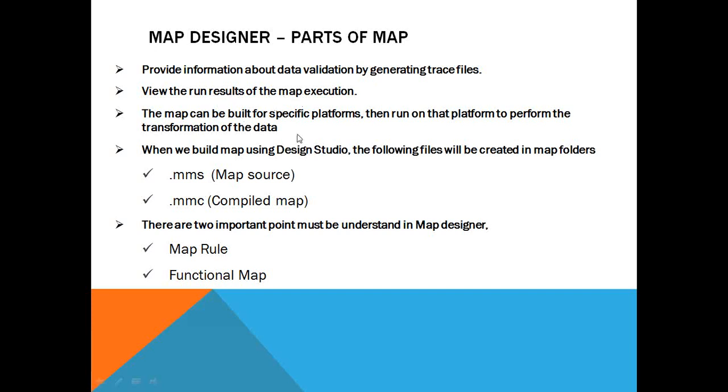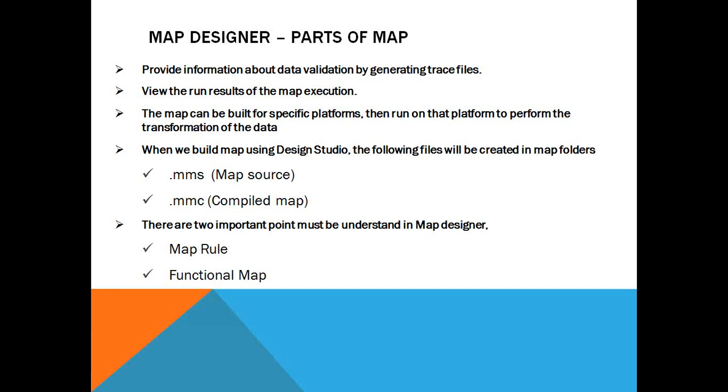Then the map can be built for specific platforms, then run on that platform to perform the transformation of data. That means you can develop the map in the Windows operating system. Once you complete the development of the map, you can build the map for any platform. There will be an option whether you need to build this map for Windows server or Linux server or IBM AIX server, z/OS server, etc. So IBM WTX has provided this capability for us. You develop the map in Windows, and you run the map on any platform. This means platform independent.